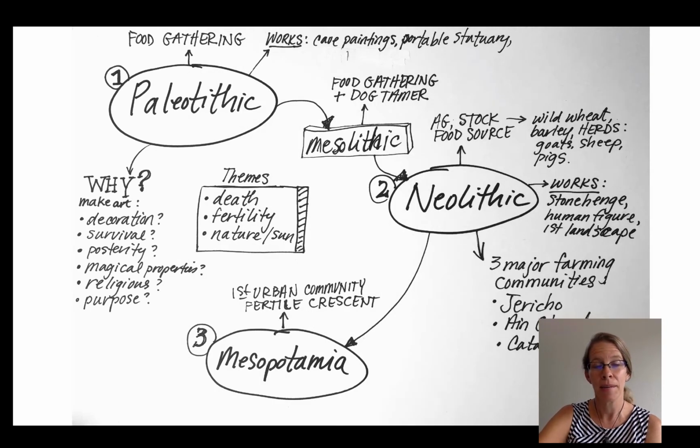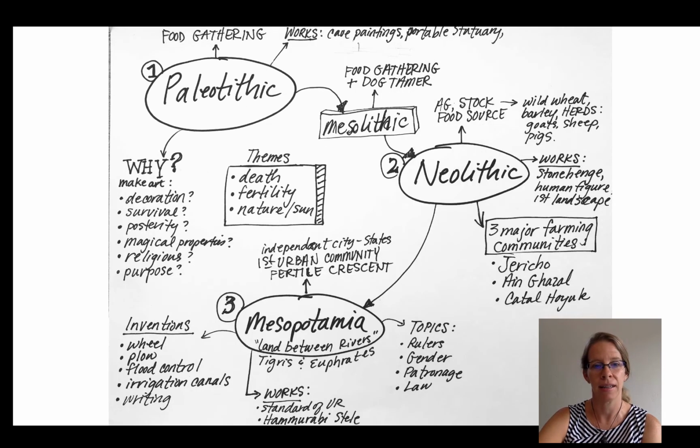It helps to sometimes list major artworks and tie them to a time period. So we see in the Paleolithic time period our caves of Lascaux, lots of cave paintings, and like the Venus of Willendorf, lots of more portable, small statuary. Major works in the Neolithic time period are Stonehenge. We do see a human figure and our first landscape. We also see some major farming communities, and those works are in Jericho, Ain Ghazal, and Catalhoyuk.